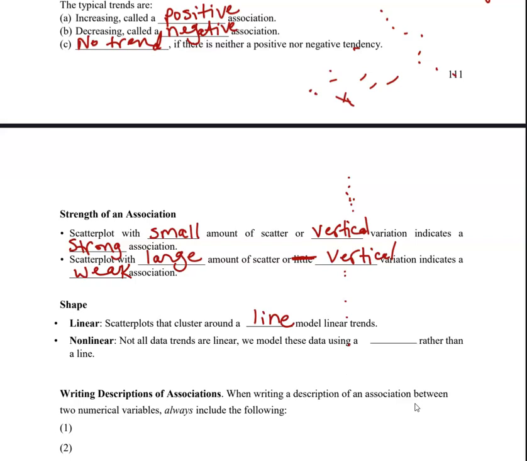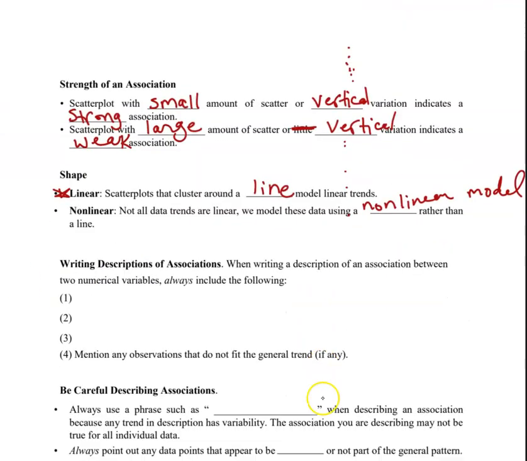So not all data trends are linear. We'd model these data trends using a non-linear model rather than a line. And like I said, in our class, we're just going to stick to linear. So that's the main thing to worry about.